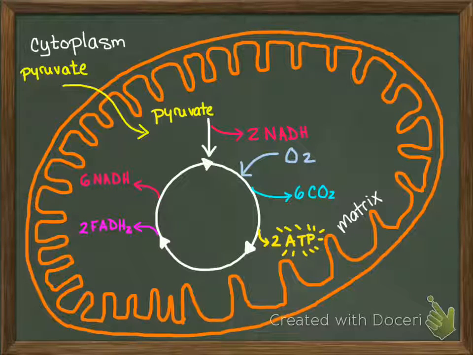So here's the deal. I'm making very little ATP, but I'm making a whole lot of NADH and a whole lot of FADH2. And remember that the NADH carries electrons and the FADH2 also carries electrons. So the Krebs cycle is really about using oxygen and pyruvate to generate a whole bunch of high energy electron carriers, which will then be sent to the electron transport chain.